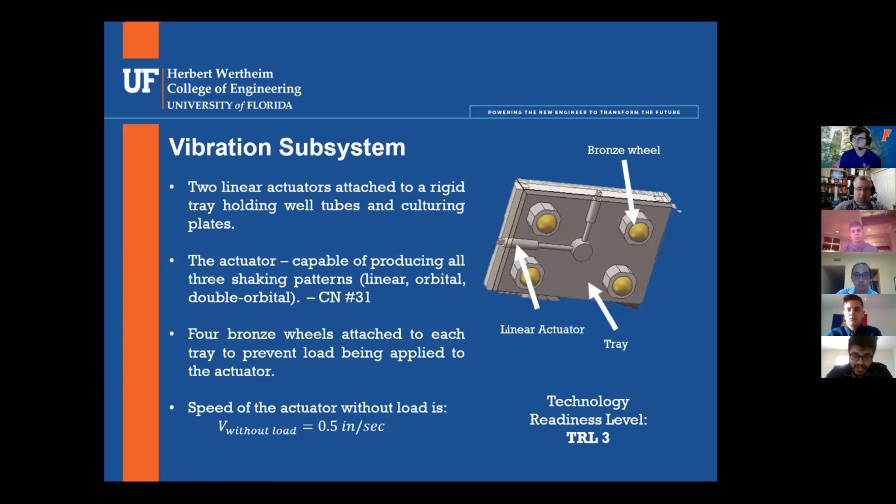And then if we talk about the TRL, although most parts of the vibration subsystem are OTS and flight proven, meaning that they would achieve a TRL level of 9, since the overall subsystem design has not been prototyped for its particular purpose, it will receive a TRL of 3.